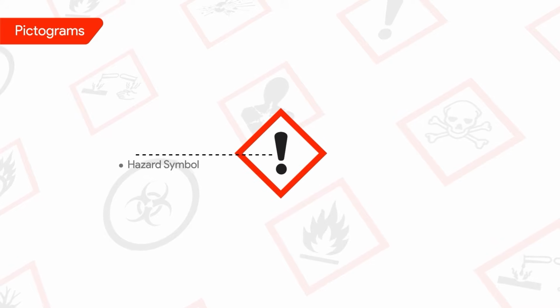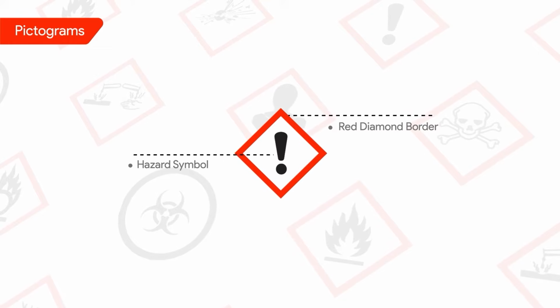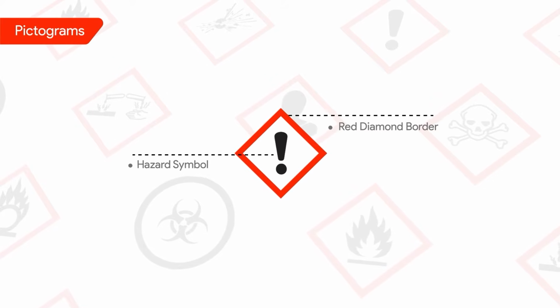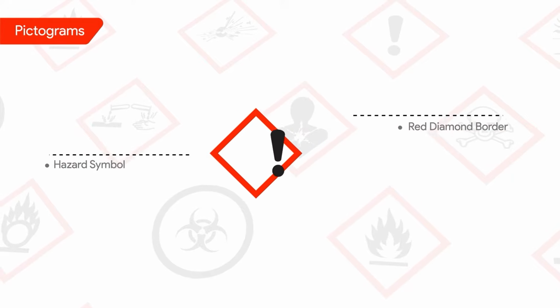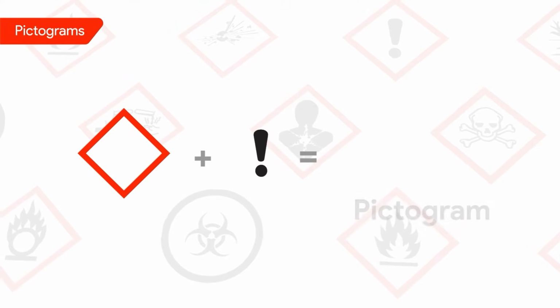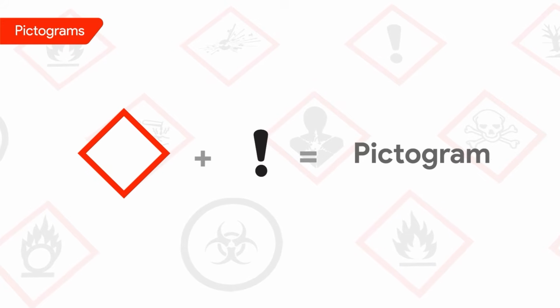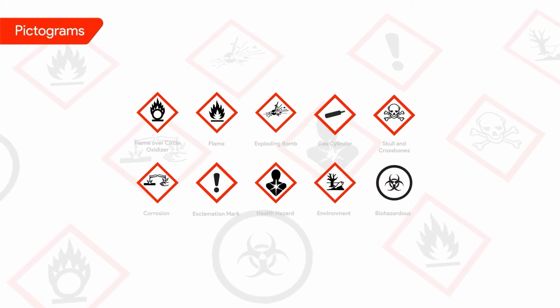Except for the biohazardous infectious materials pictogram, all of the WHMIS pictograms are made of a distinctive red diamond border and have a symbol representing the hazard associated with the product inside the border. Together, the border and the symbol are called a pictogram and are assigned to a specific hazard category or class. Let's review each of the WHMIS pictograms to understand what they mean.